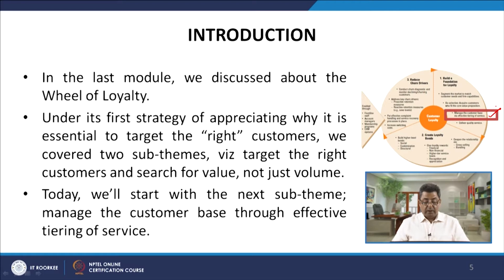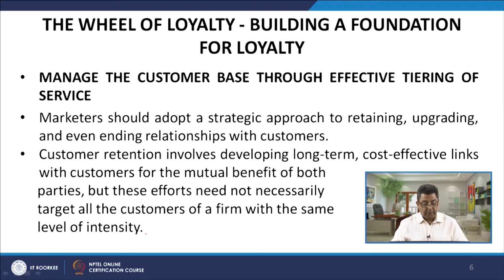Under its first strategy of appreciating why it is essential to target the right customers, we covered two sub-themes, that is targeting the right customers and searching for value and not just volumes. Today we will start with the next sub-theme, managing the customer base through effective tiering of service. I will explain these concepts in a moment. So this part of the wheel of loyalty is building a foundation for customer loyalty, and we are talking about managing the customer base through effective tiering of services.